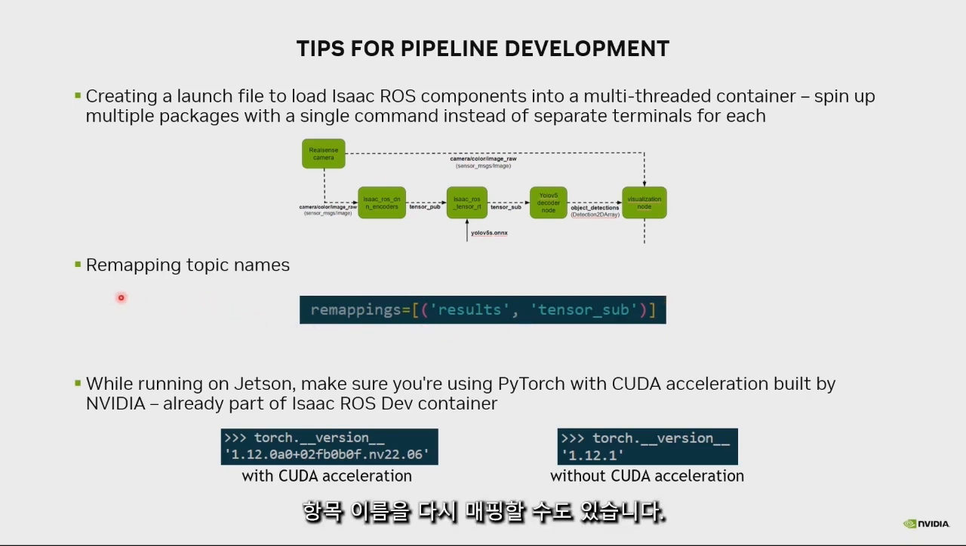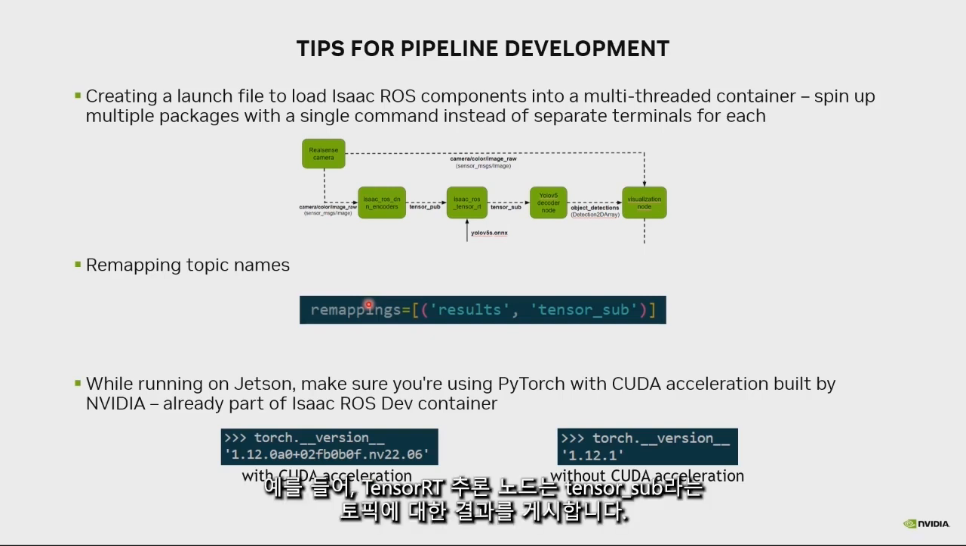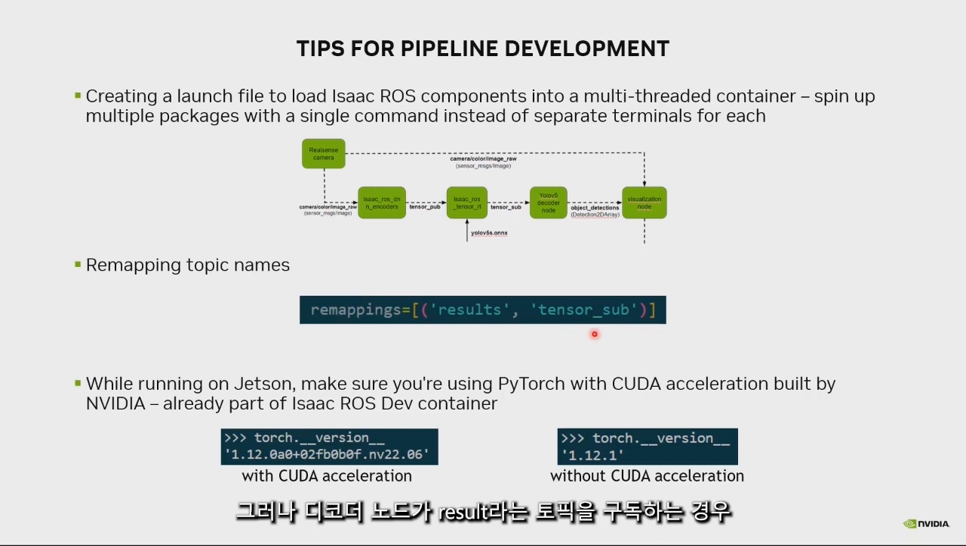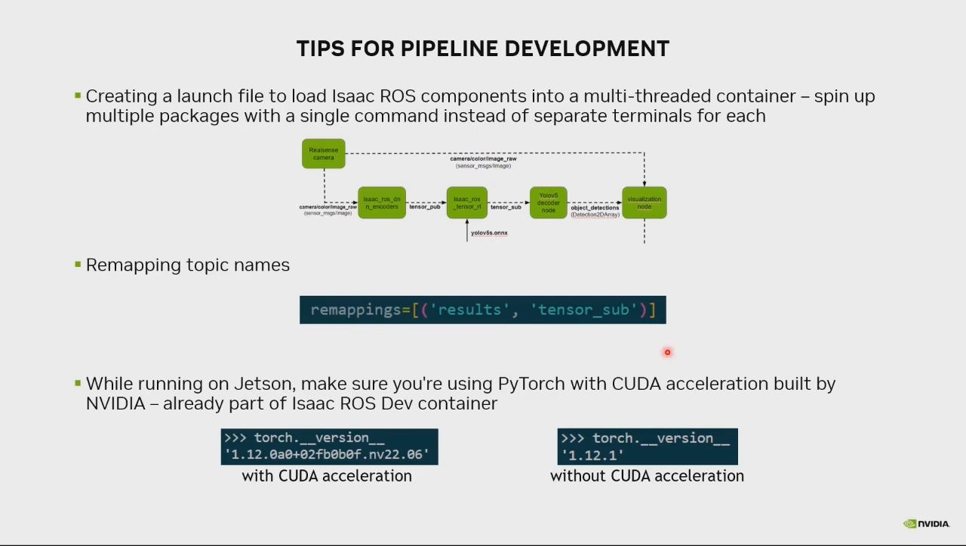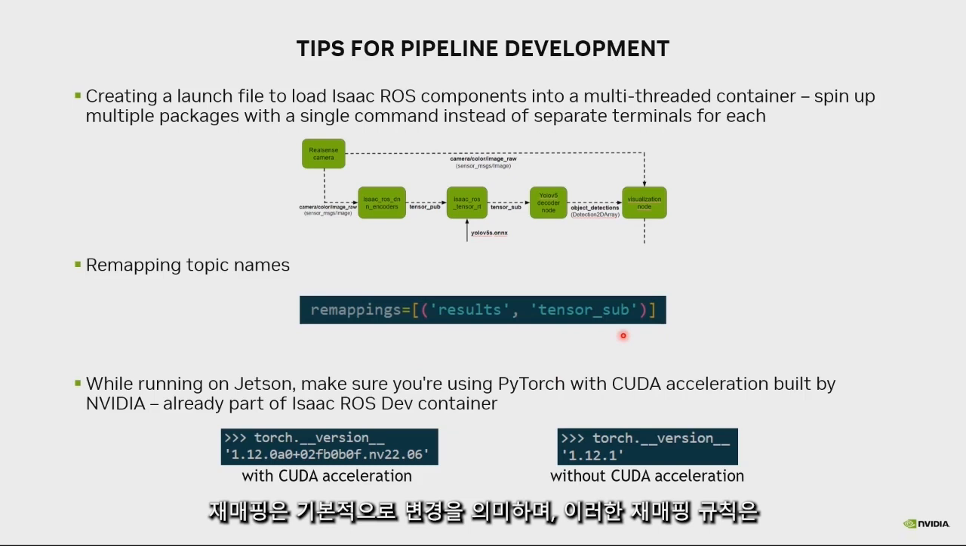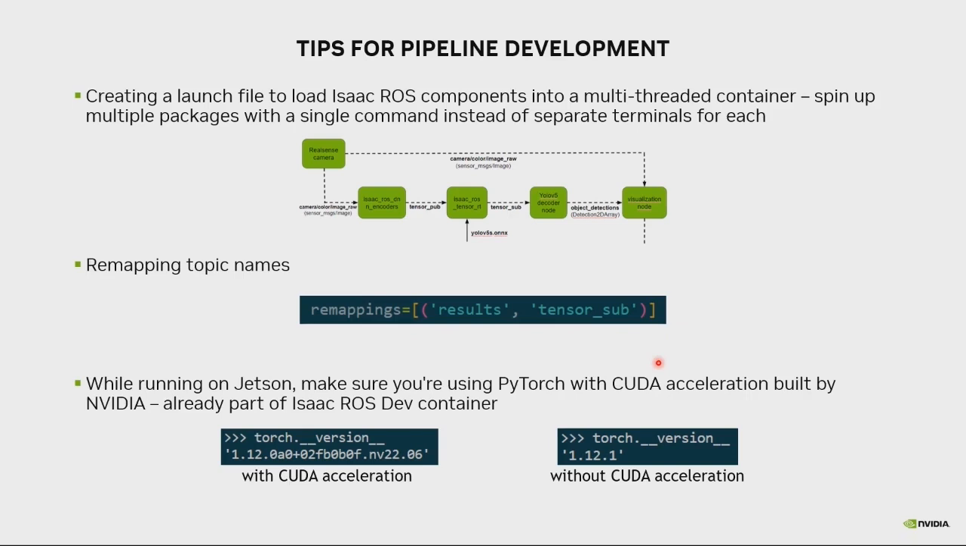Second, remapping topic names. If your ROS node subscribes or publishes to a node developed by someone else, it's possible that there may be a mismatch in topic names. For example, the TensorRT inference node publishes results on a topic named tensor_pub. But if your decoder node subscribes to a topic named results, it won't be able to get data from the inference node. So it's important to know what topic names each node communicates on and to remap topic names in case there is a mismatch. Remapping essentially means changing names, and these remapping rules can easily be added to your pipeline's launch file.